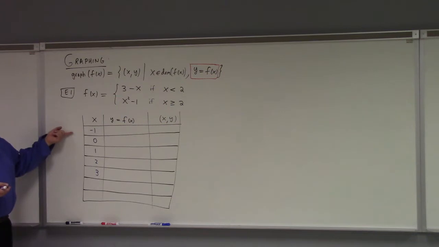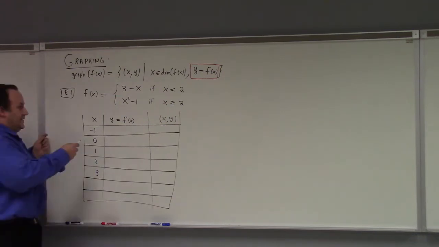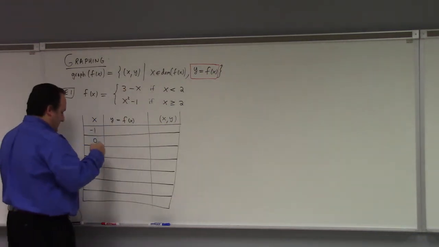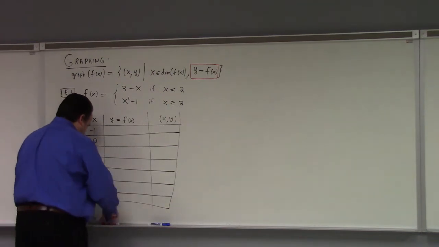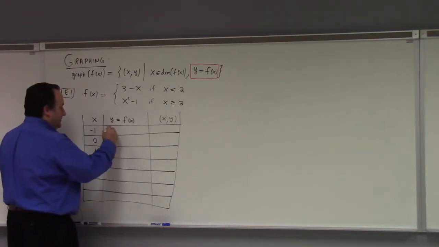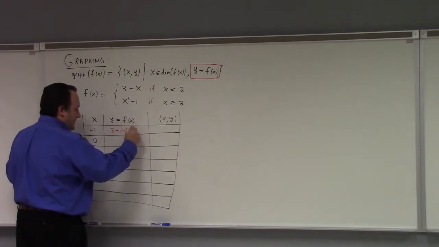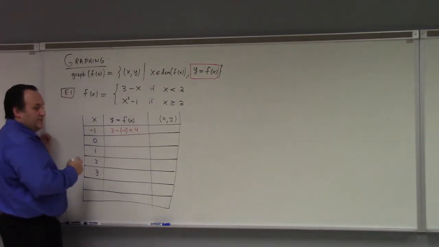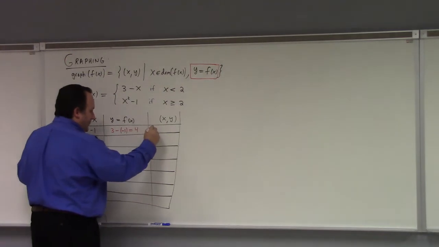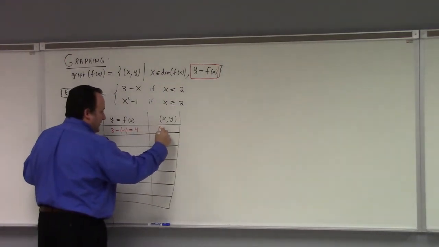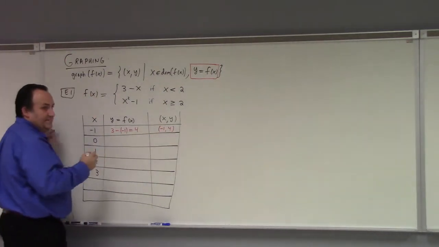X is less than 2, right? X is less than 2. So that means that we're in case 1, right? So we'll do 3 minus negative 1, right? Which is going to be 4. So what point do I get on the graph? I get the point (-1, 4) on my graph, right?